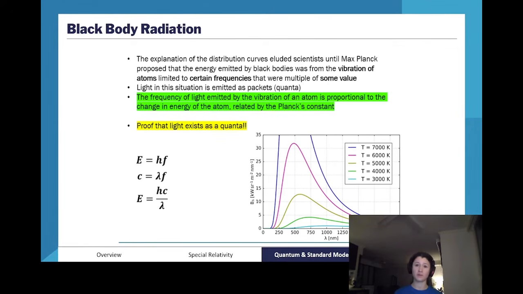The formulas that we have to describe black body radiation are E equals hf, c equals the wavelength multiplied by frequency, and then combining those two previous equations together, we get the energy is equal to hc over the wavelength.